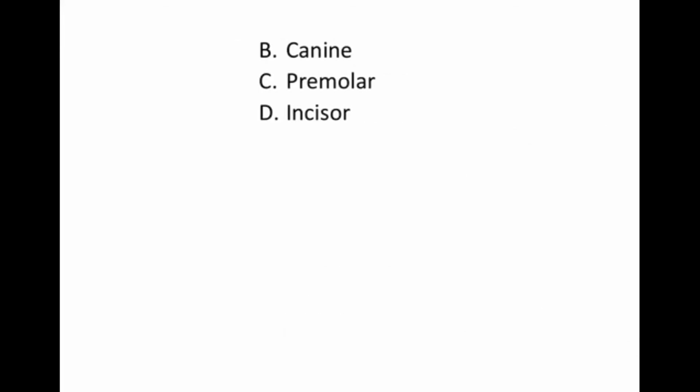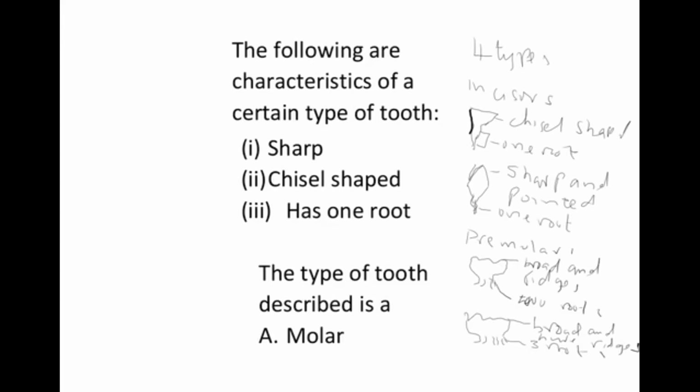Choice C, we have the premolar. Premolar, we have said now they usually have two roots and they are broad. Premolars, they are broad and have two roots. So also that one cannot rhyme with what we have been given, that is being sharp, chisel shaped, and has one root. Then from there we go to our next choice, that is choice D.